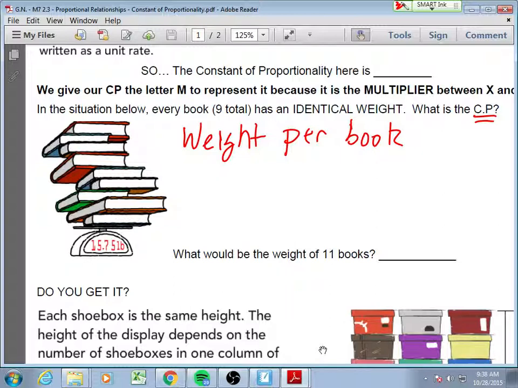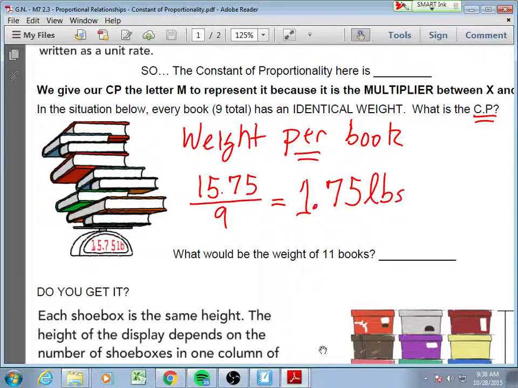15.75 divided by 9. Yeah, per tells me to divide, so I can just take my 15.75 and divide it by 9. I just divided it by 3. 1.75. So that tells me that each book is 1.75, and if you want to be good, you should label it pounds. LBS, from, I want to say Latin, libras.